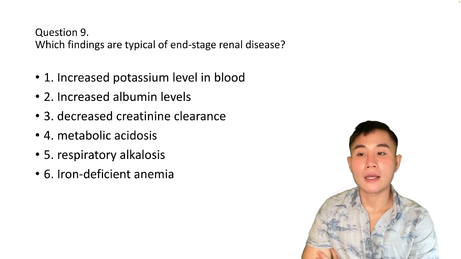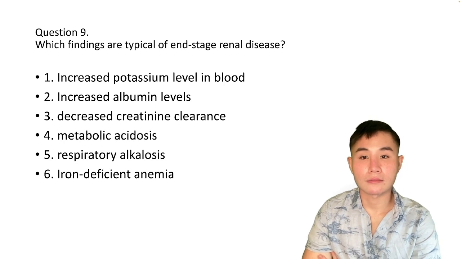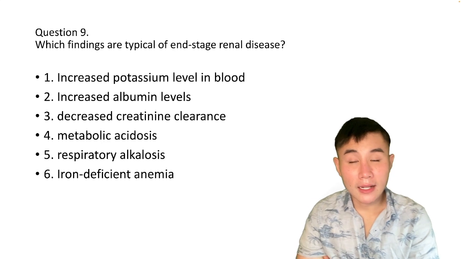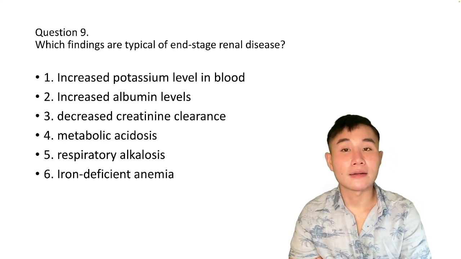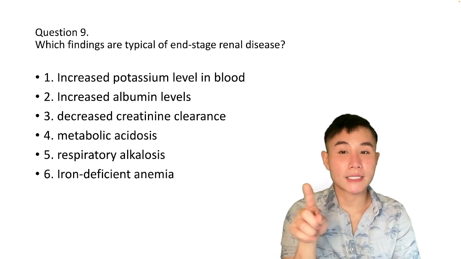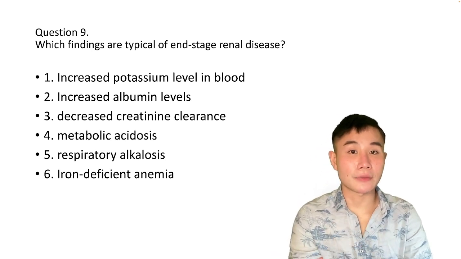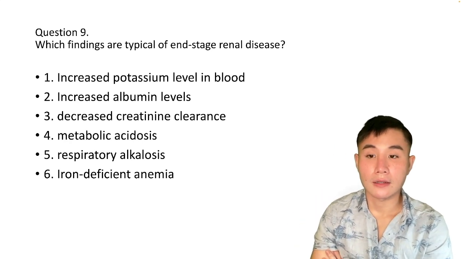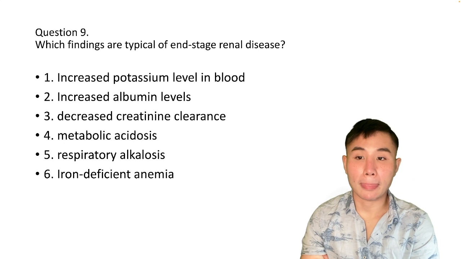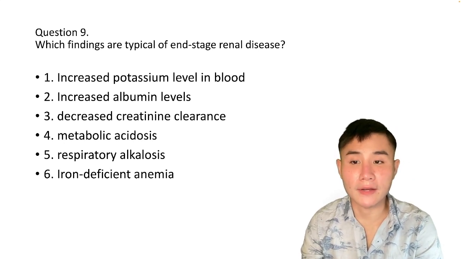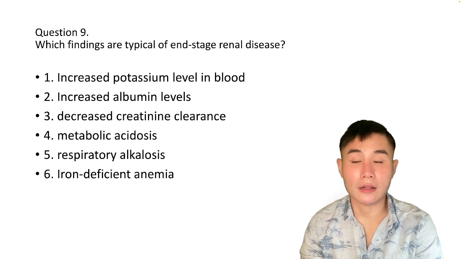Number 3, decreased creatinine clearance. Yes, right. So we will see an elevation of the creatinine numbers in the lab because of the decreased creatinine clearance in end-stage renal disease. The kidney is unable to clear creatinine, which is an indication of kidney function, right? So it will have elevated creatinine because there's a decrease in clearance.